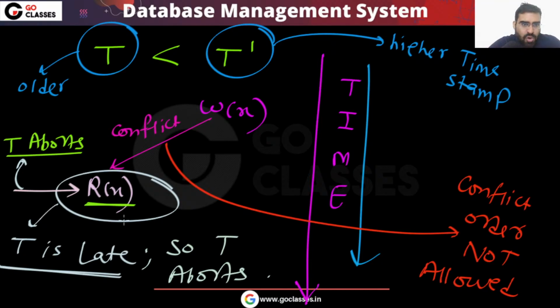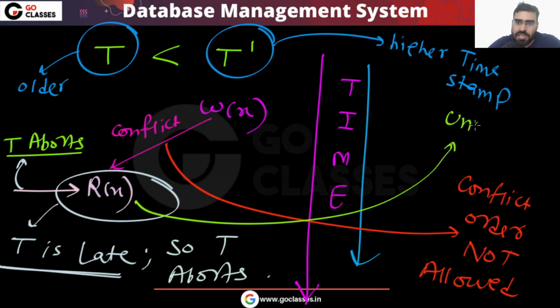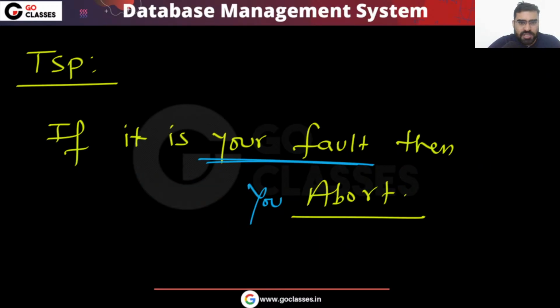No, this operation will not happen, because we will decide that this operation cannot happen, so T aborts. Remember, this operation will not happen. This is unsuccessful. So very simple. I hope all the points are clear.